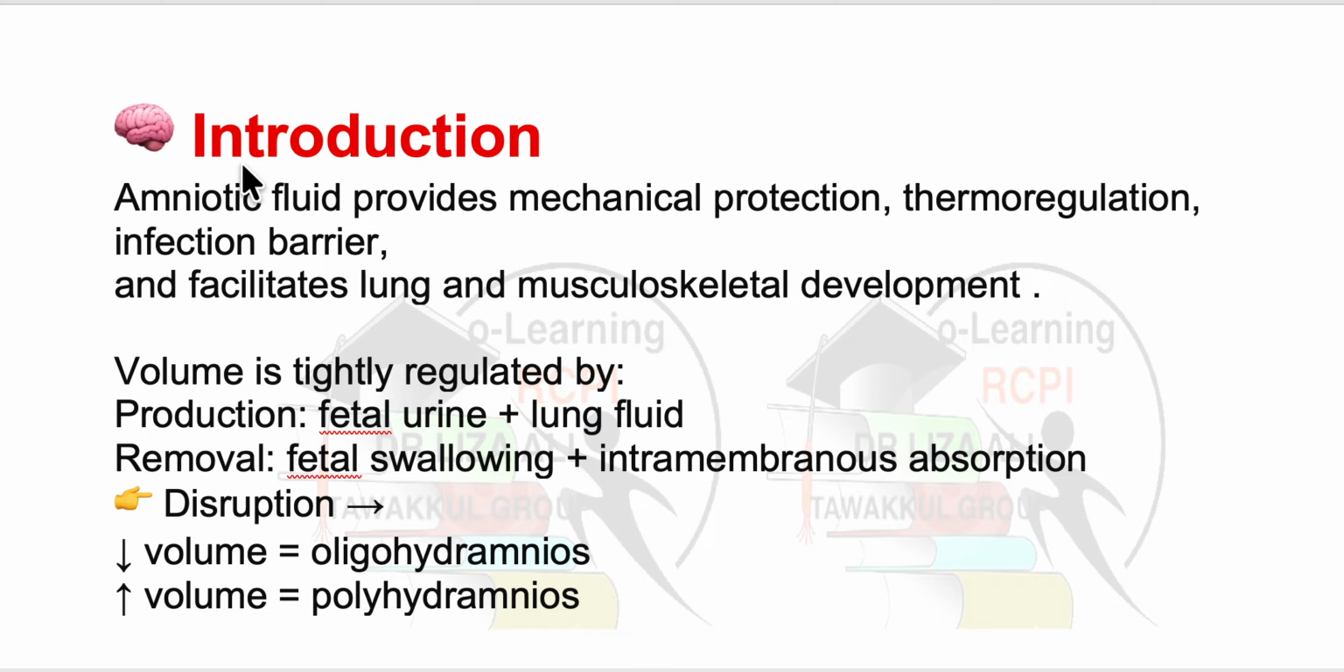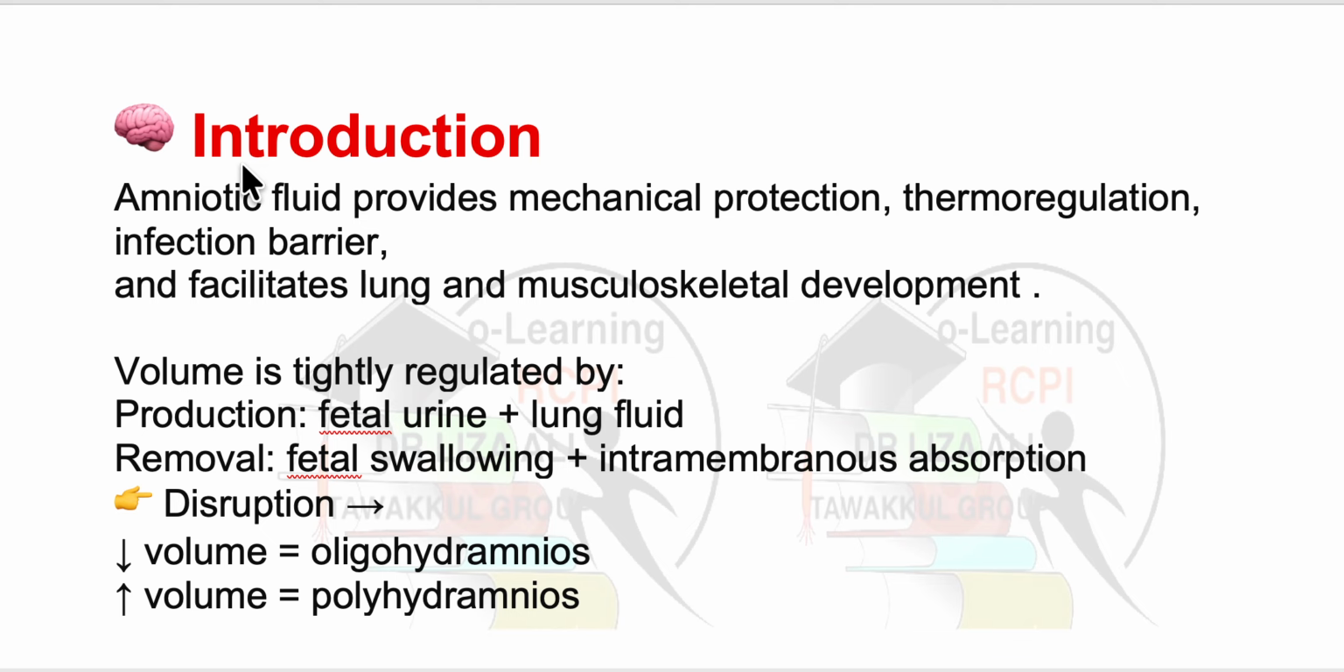Okay, how is amniotic fluid removed? By fetal swallowing and intramembranous absorption. So what does this tell us? It tells us how the fluid is produced and how it is removed. For the removal of amniotic fluid, fetal swallowing has to be there. If there is a problem in the GIT of the fetus, the swallowing will not happen, the fluid will not be removed, so it will accumulate and cause polyhydramnios.